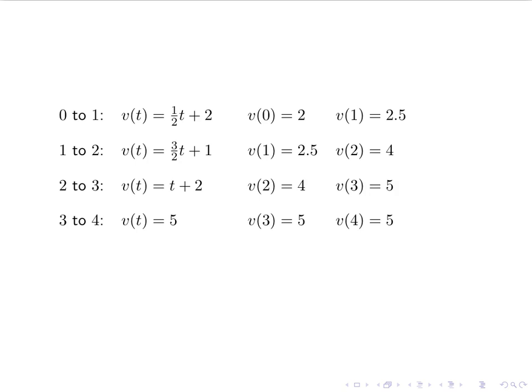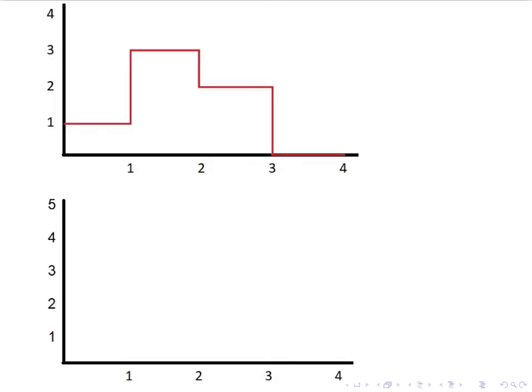So again, I'm going to plot those points, so v of 0, v of 1, v of 2, v of 3, and v of 4. And then we're just going to connect them all with straight lines because that's what these all are. So I've got my points: 0, 2; 1, 2.5; 2, 4; 3, 5; and 4, 5. And then again, they're each getting connected with a straight line.